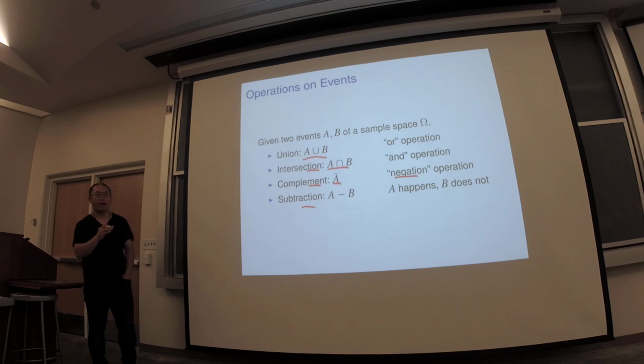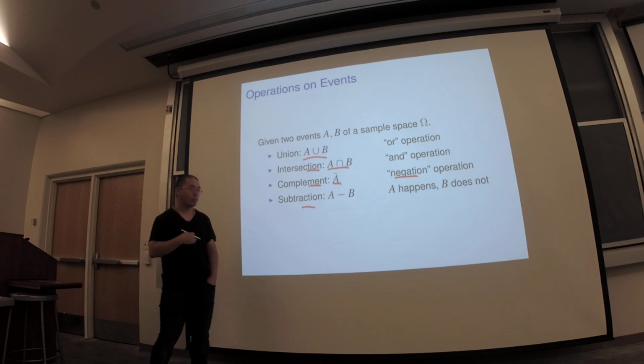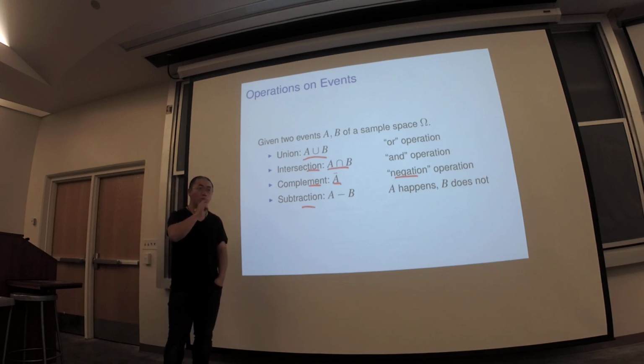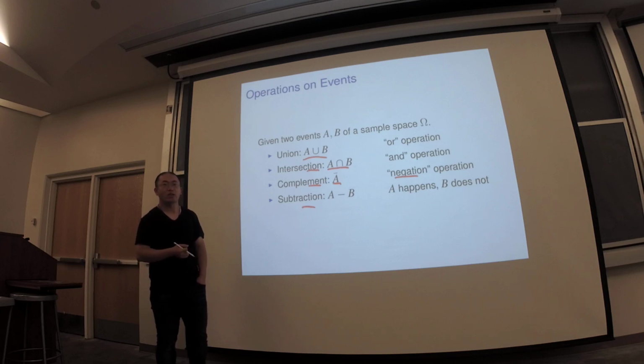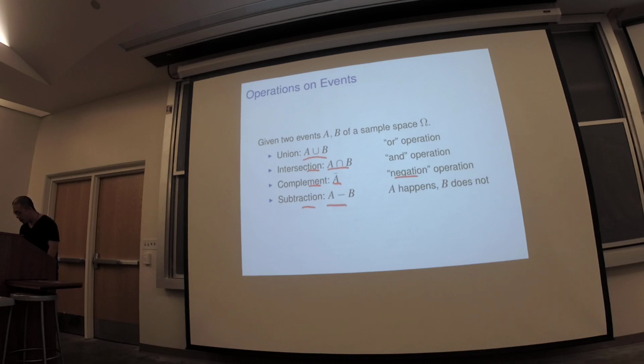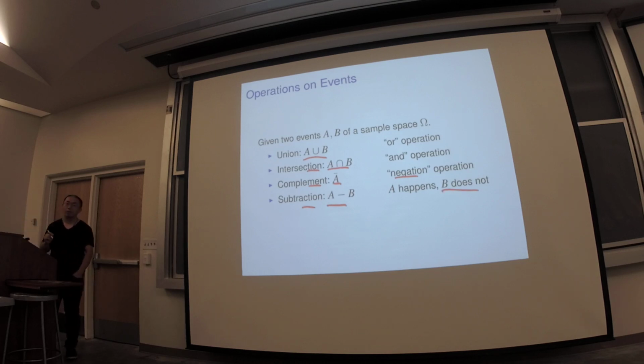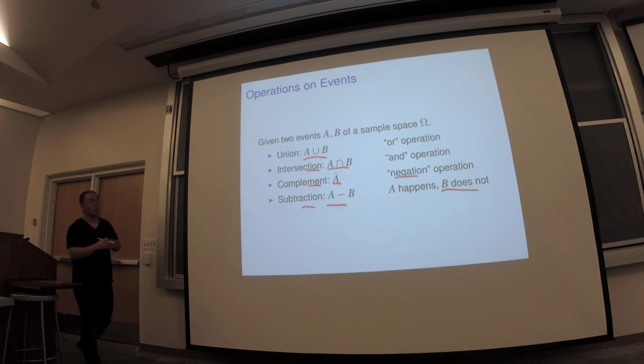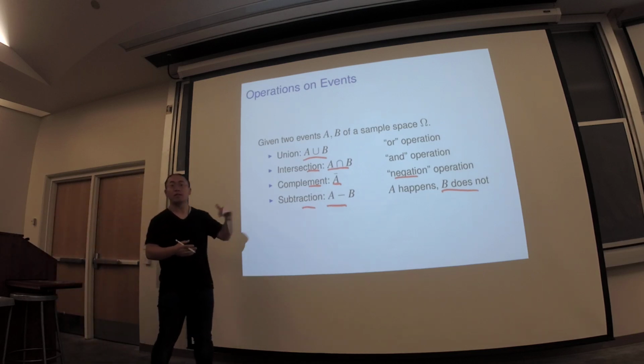Say one event is it rains tomorrow. Then the negation of that will be it does not rain tomorrow. But it could be snowing, it could be sunny, whatever. But it does not rain. Then that is the negation, the complement, of that event. And subtraction: subtracting B from A just means that event A happens, but at the same time B does not happen. So we can say, using set operations, we can construct numerous new events based on existing events, right?